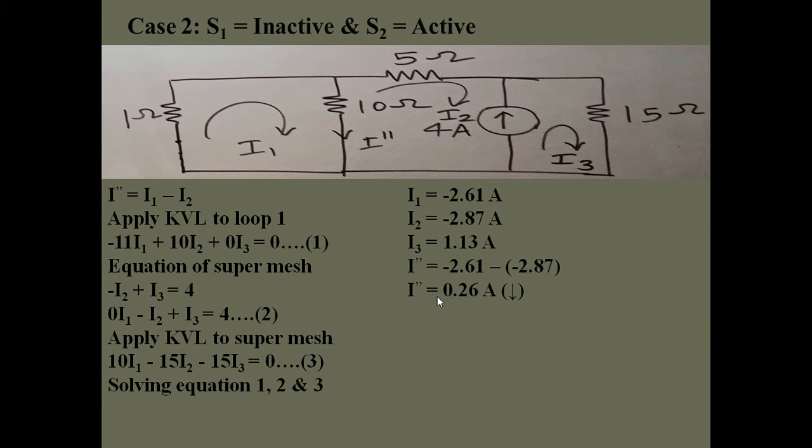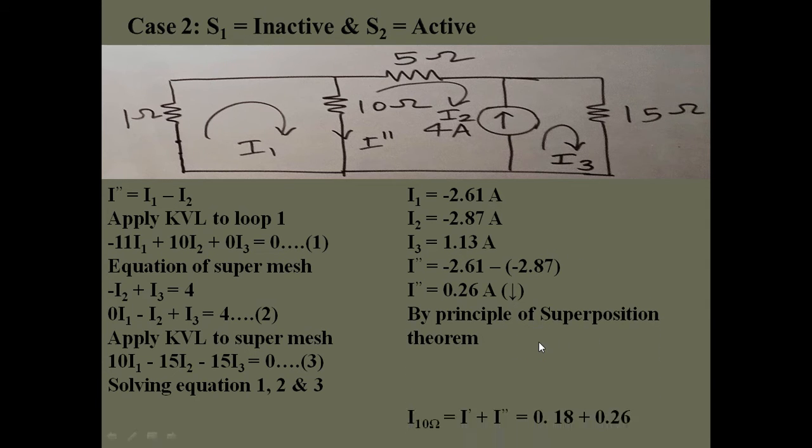After getting the individual current values for the individual sources, we will use the superposition theorem principle to find the actual value of current through 10 ohm, which is I dash plus I double dash. Both currents are flowing in the downward direction, so they will be added, that is 0.18 plus 0.26. Our answer will be 0.44 ampere.